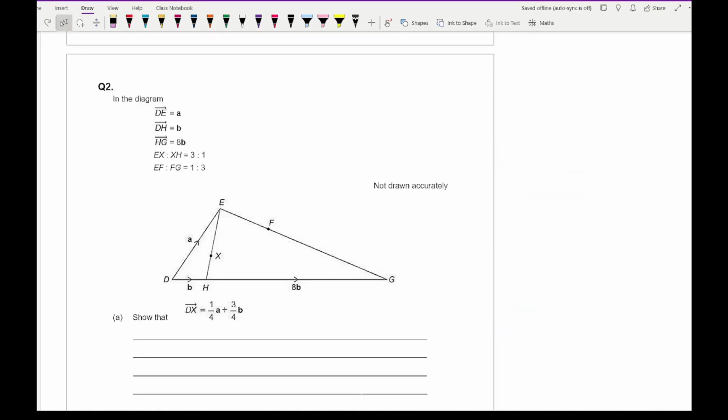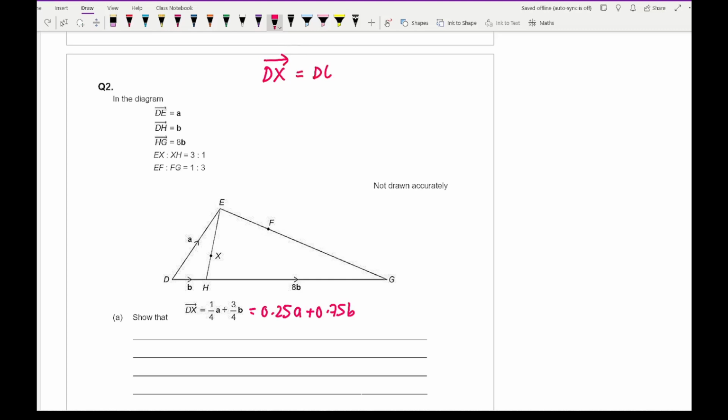Now moving on to question 2, it says in the diagram, I've got this diagram and I want to show that DX equals 1/4 A plus 3/4 B. Now with these types of questions, you always want to make a choice of whether you're working with fractions or decimals. If you're working with decimals, then what I'm wanting to show is the same as 0.25 A plus 0.75 B. Now I'm going to choose to work with fractions just in case it's a non-calculator question.